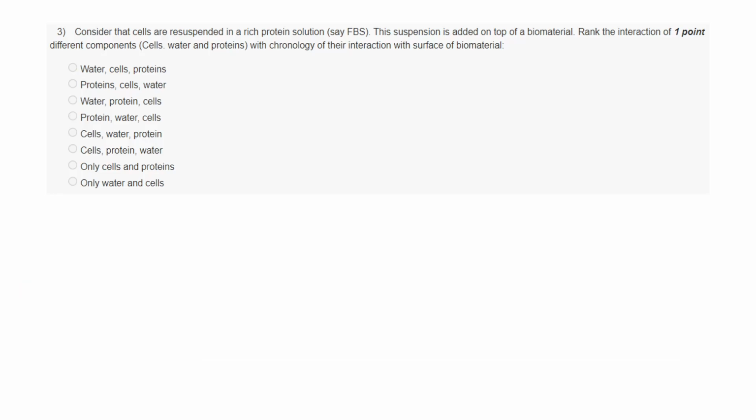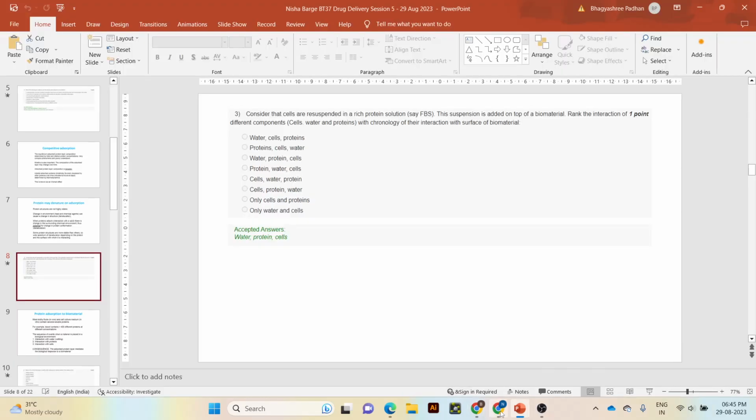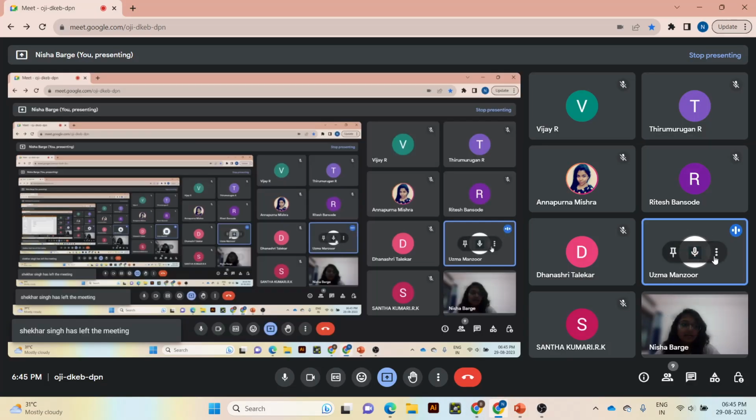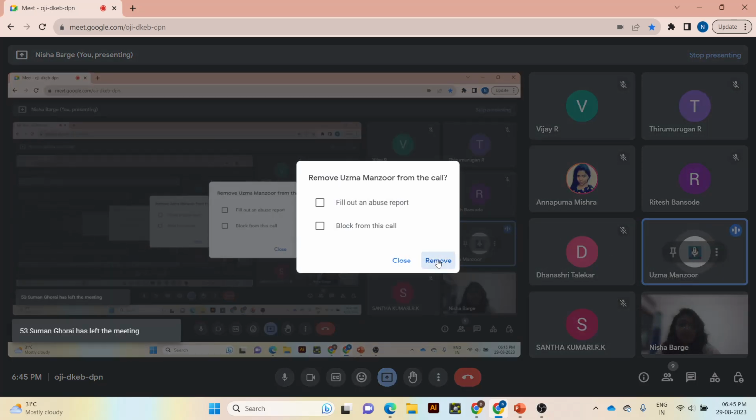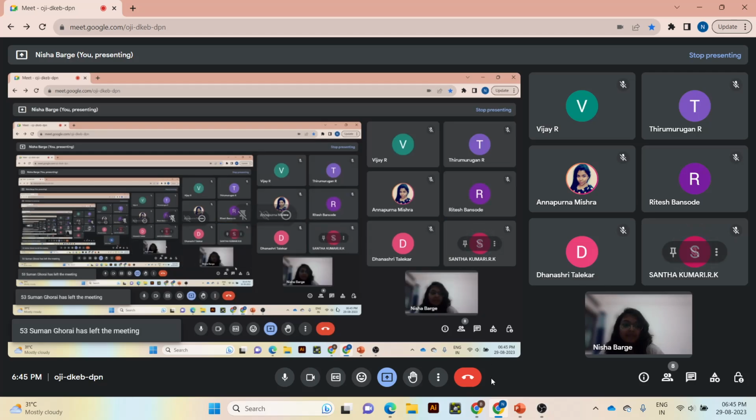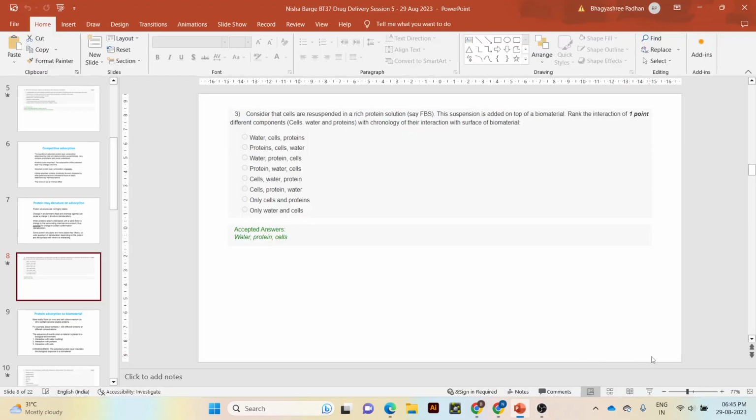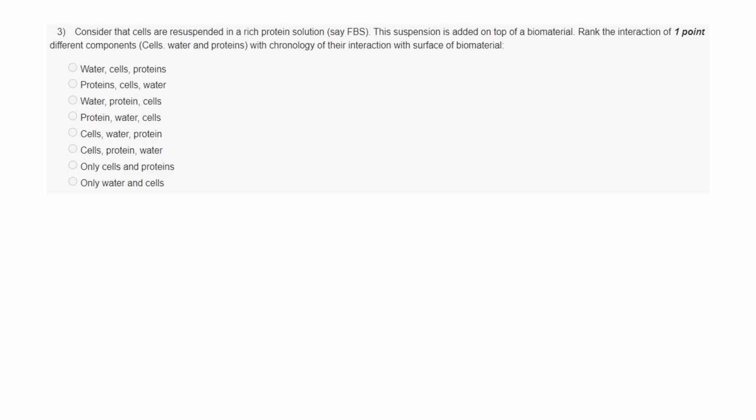Yeah, so we were going over this question. So we have to rank the interaction of different components with chronology, and the right answer was water, protein, and cells. So material first comes in contact with water. So the right answer was water, protein, and cells.